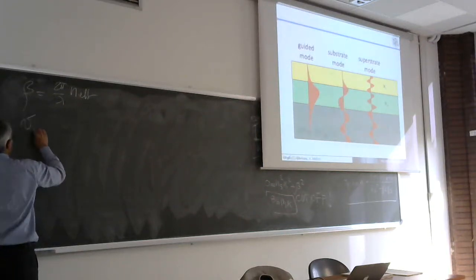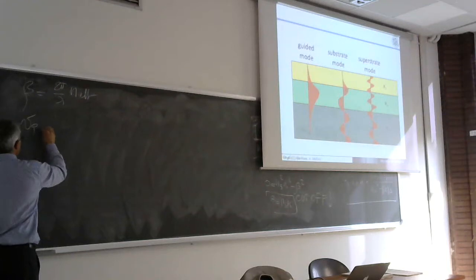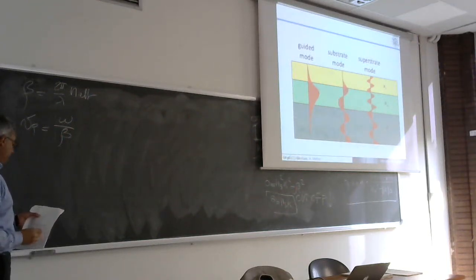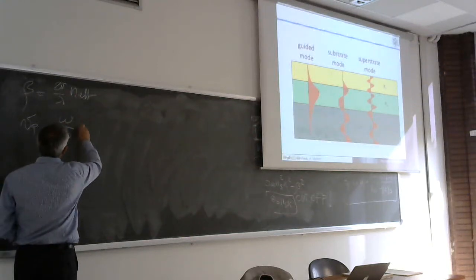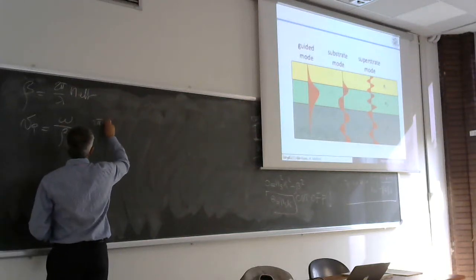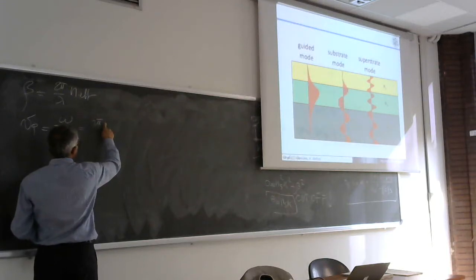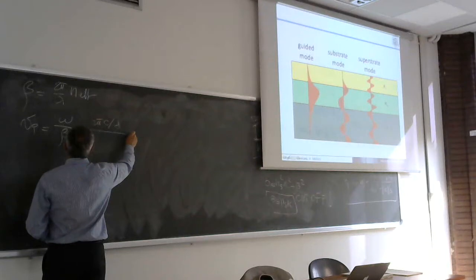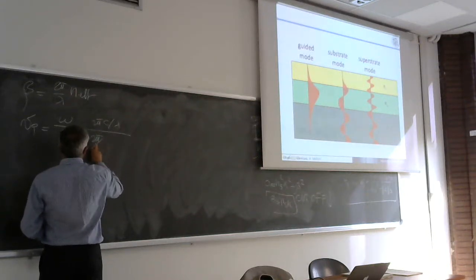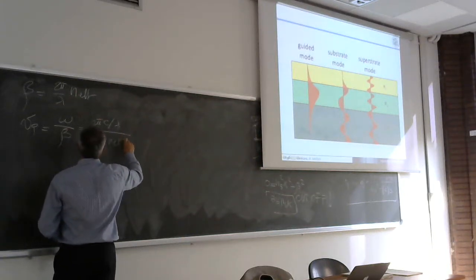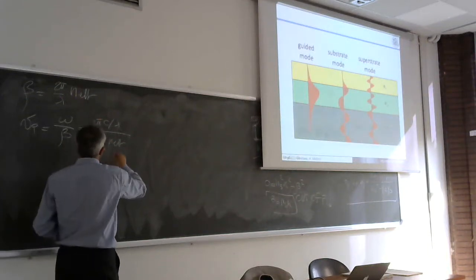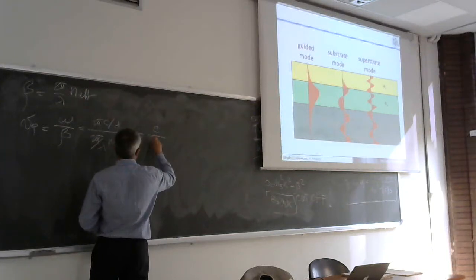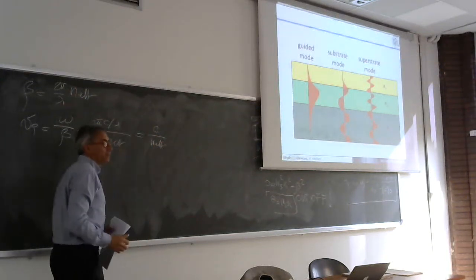The phase velocity is defined as omega over beta. And if you substitute, you have 2 pi multiplied by the frequency. The frequency is c divided by lambda, divided by beta, which is 2 pi divided by lambda times the effective index. So the phase velocity is c divided by the effective index.